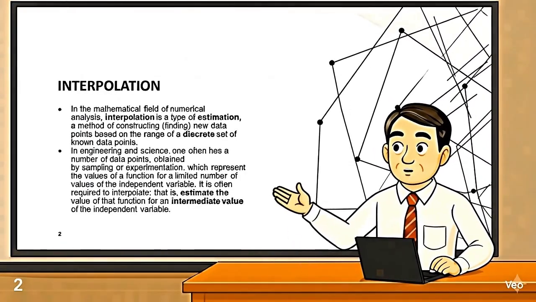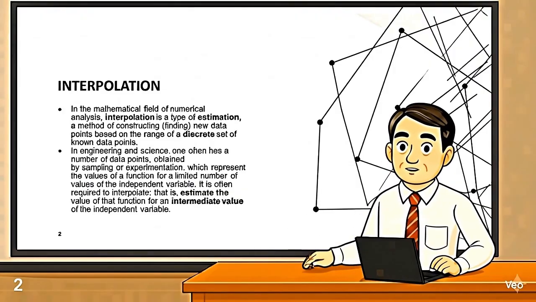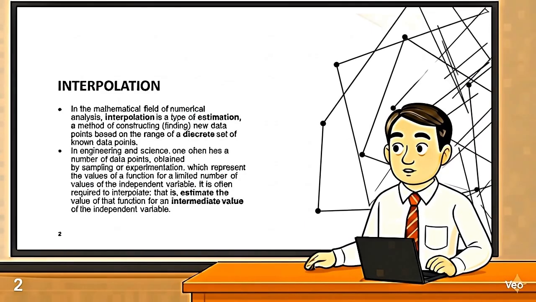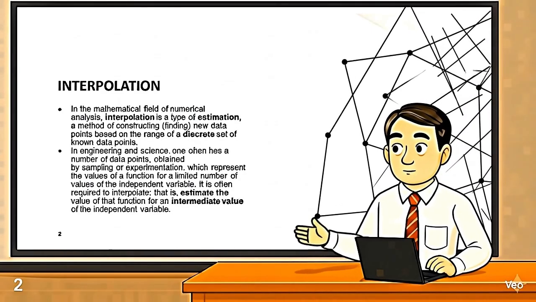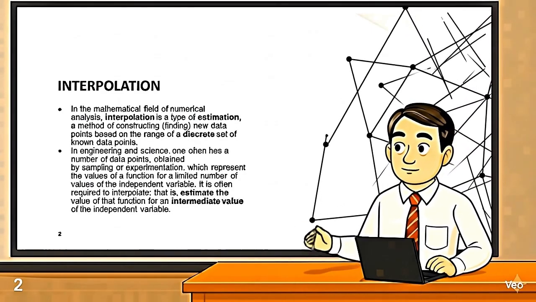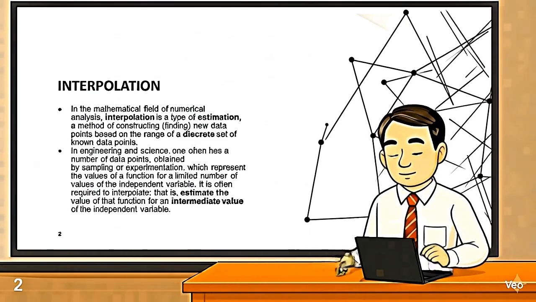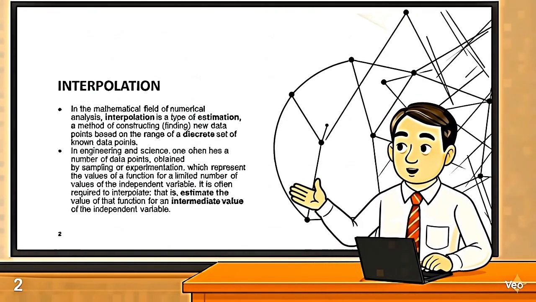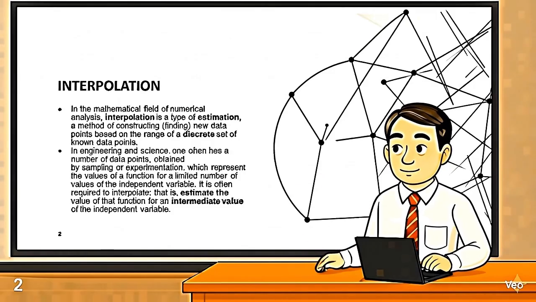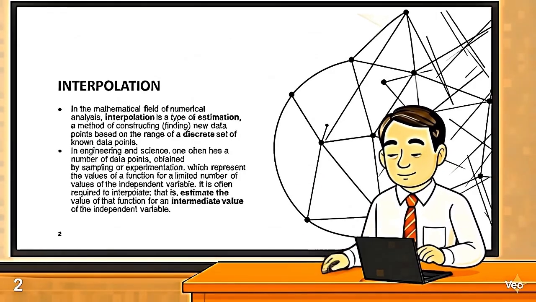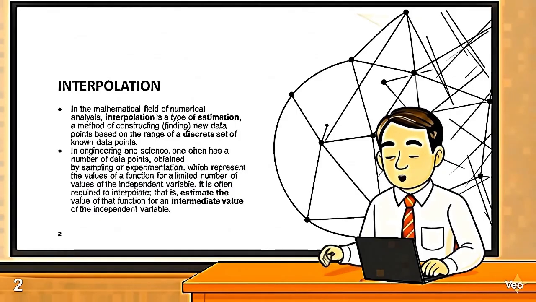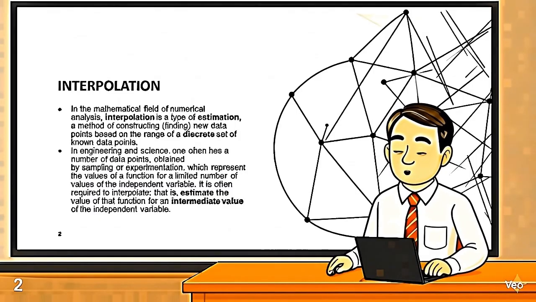The purpose of interpolation is to estimate the value of a function for an intermediate value of the independent variable. It's about building a bridge between the data points we have, creating a plausible and continuous curve that fits the known information. We can visualize this process as drawing a smooth curve through a series of dots. The more data points we have, and the closer they are together, the more accurate our interpolated curve will be.